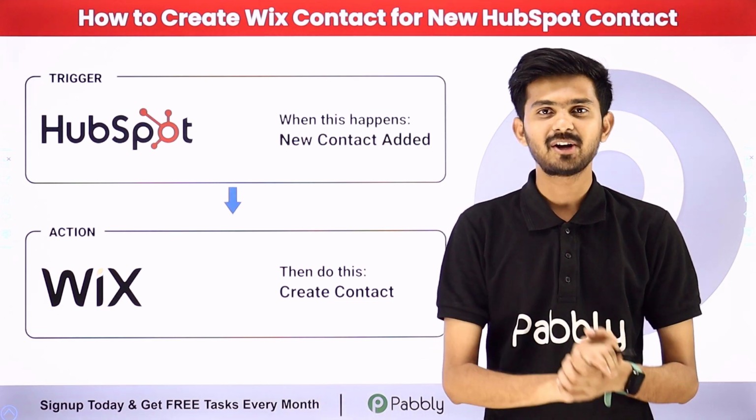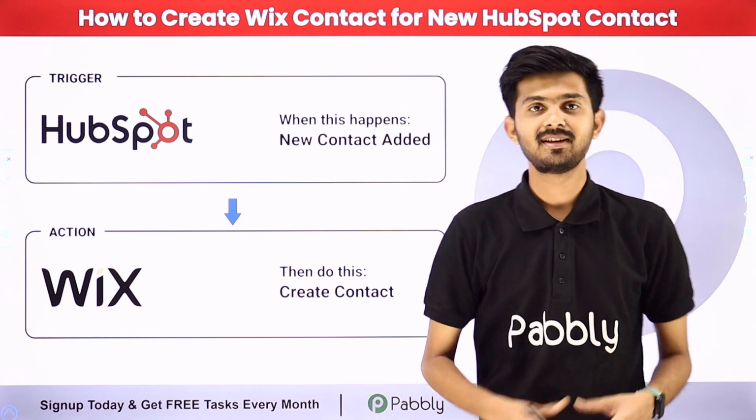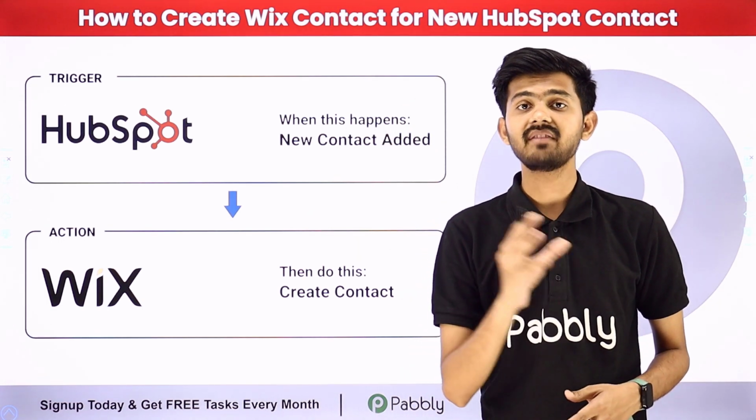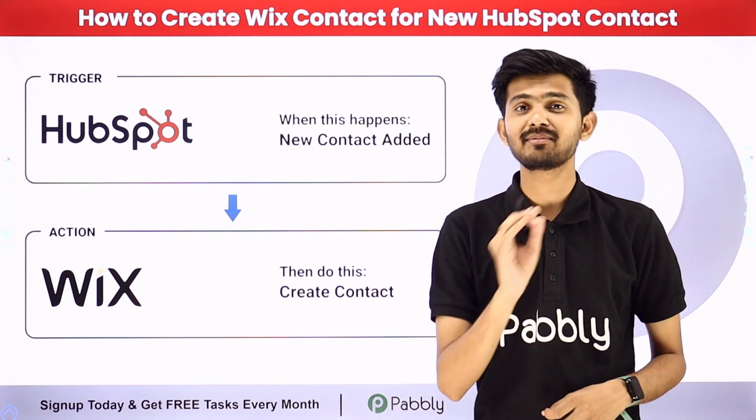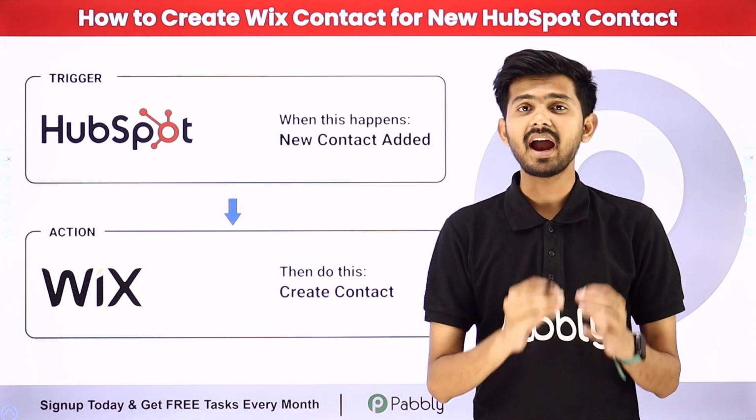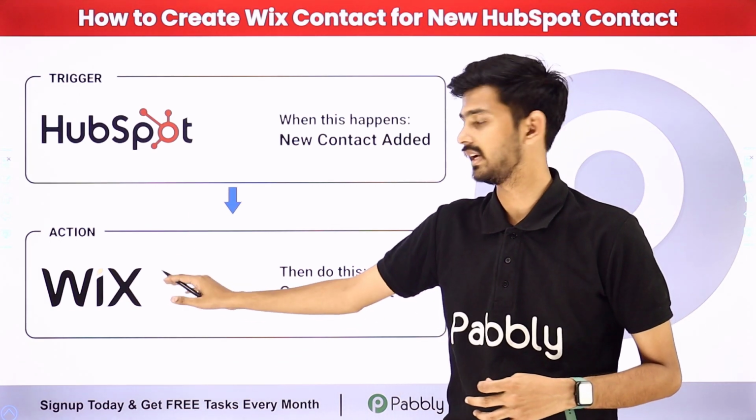Hello everyone, today our topic is how to create Wix contact for new HubSpot contact. So here my objective is that whenever I'm going to create a new contact in my HubSpot CRM account, then automatically I'm going to capture the detail of that contact and I'm going to use these contact details to create a new contact automatically in Wix.